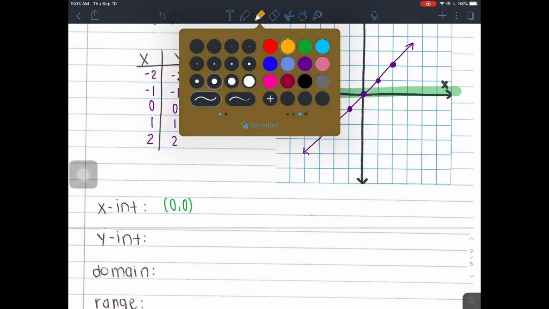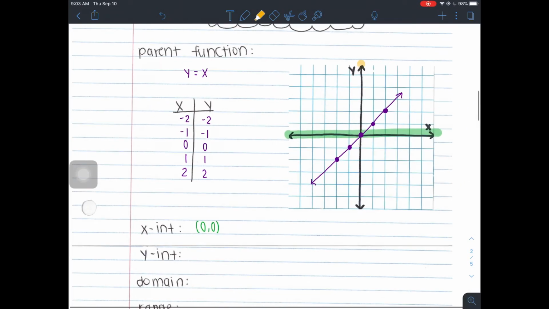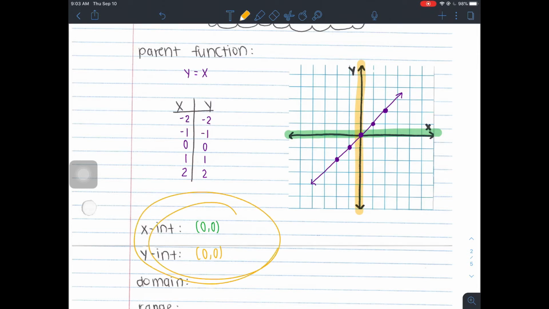Okay, now next we're going to find the y-intercept. Now the y-intercept is located on your y-axis, and so you would look at your graph and think about, where does my purple graph here cross the y-axis? Well, it crosses the y-axis at the point 0, 0. Now again, this is the parent function. There's nothing fancy going on with this line, so that's why it's just 0, 0. Again, it's the parent, it's the most basic. There's nothing fancy about these numbers. You're going to see a lot of zeros and lots of ones today.